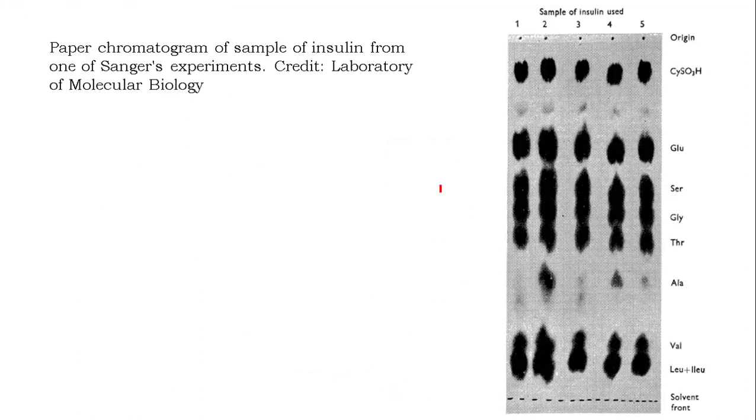And this is a paper chromatogram actually developed by Sanger in the 1950s. This is the paper. Here is the solvent front. Here is the origin. These are the sample wells. Here he applied 5 samples, and these amino acids are moving at different rates. He identified different amino acids. You can see the amino acids he identified using standards. This is an actual chromatogram.